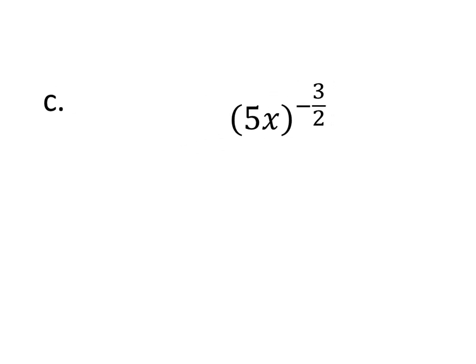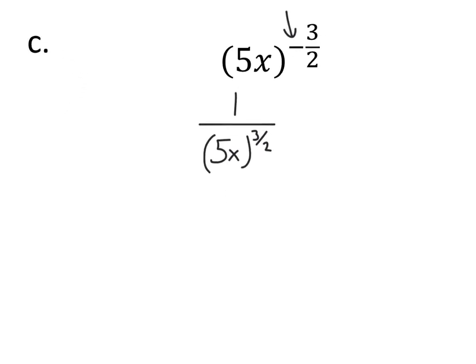The last one in this group of problems has a negative exponent. Before I can switch the form, I gotta deal with the negative exponent. If you recall from Algebra 1, that means move it to the opposite part of the fraction. So I'm going to rewrite it as 1 over 5x to the positive 3/2. And then I'll switch the form. Top number's an exponent, bottom number's an index.